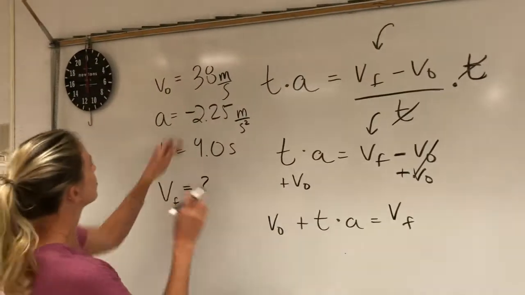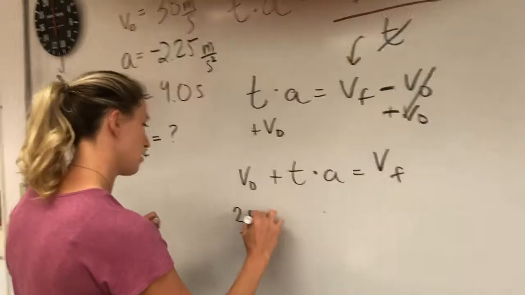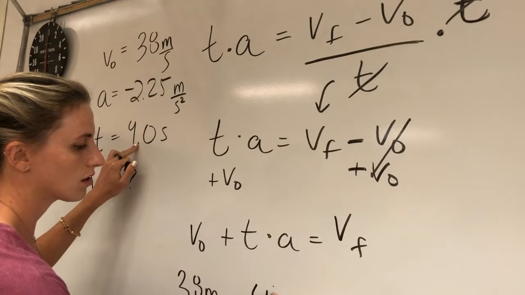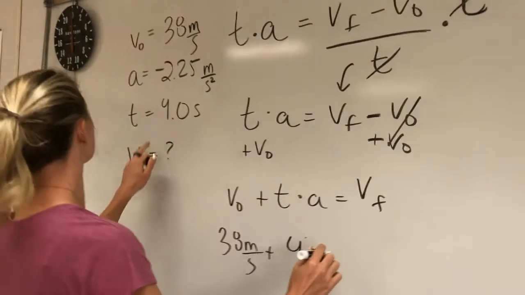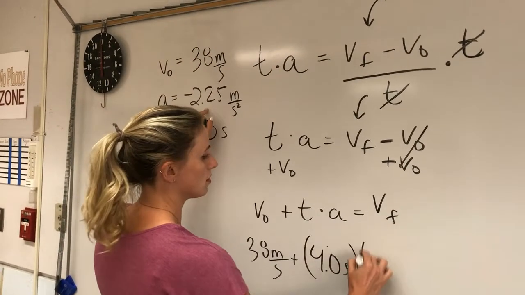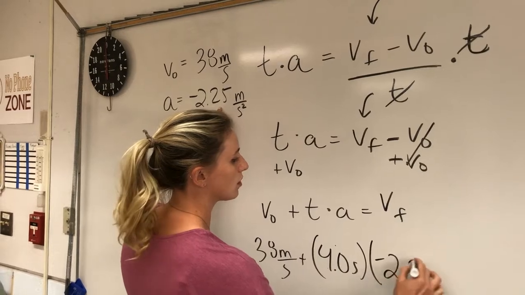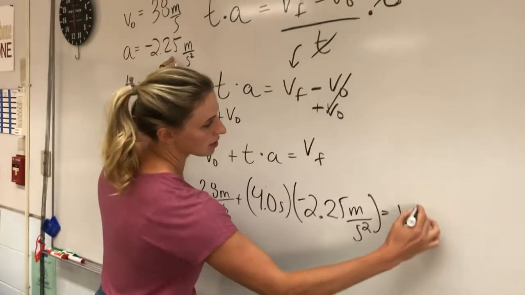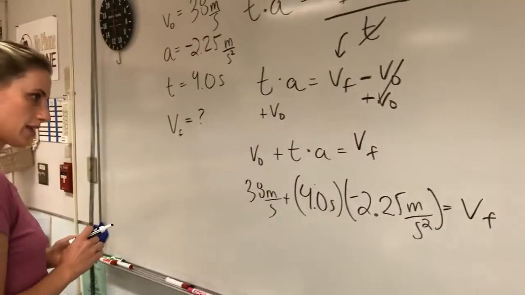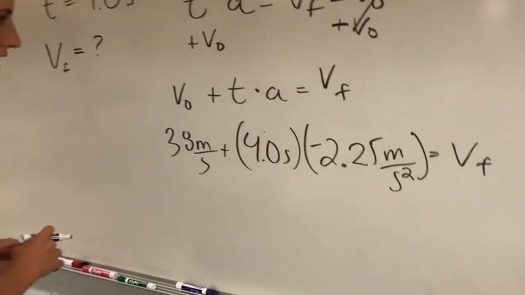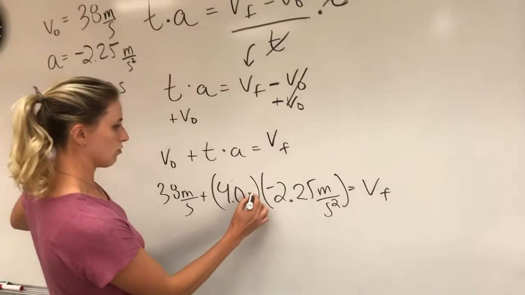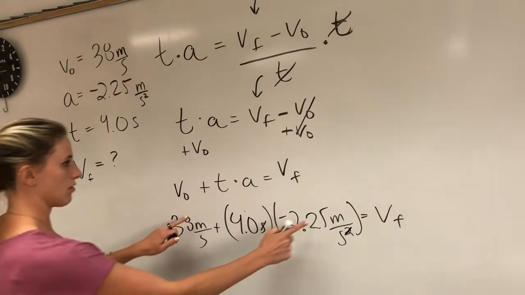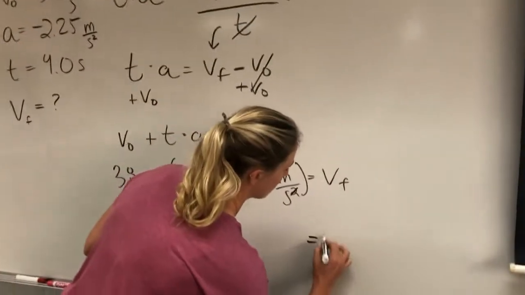Okay, let's plug it in. So I've got 38 meters per second plus 4 seconds times acceleration. I'm going to put these in parentheses: negative 2.25 meters per second squared. This is going to give me my v final. Let me cancel some units real quick. Notice that I've got 1s here and 2 here. Now I've got meters per second left, which is sweet because isn't that my unit for velocity?